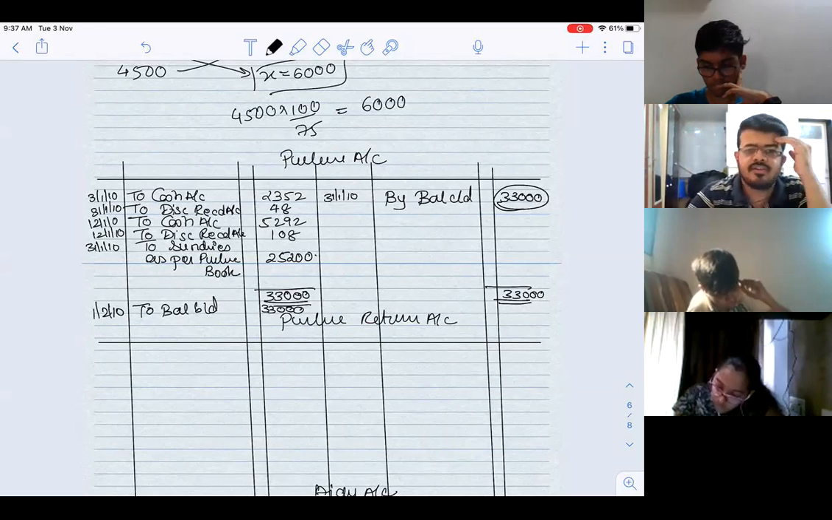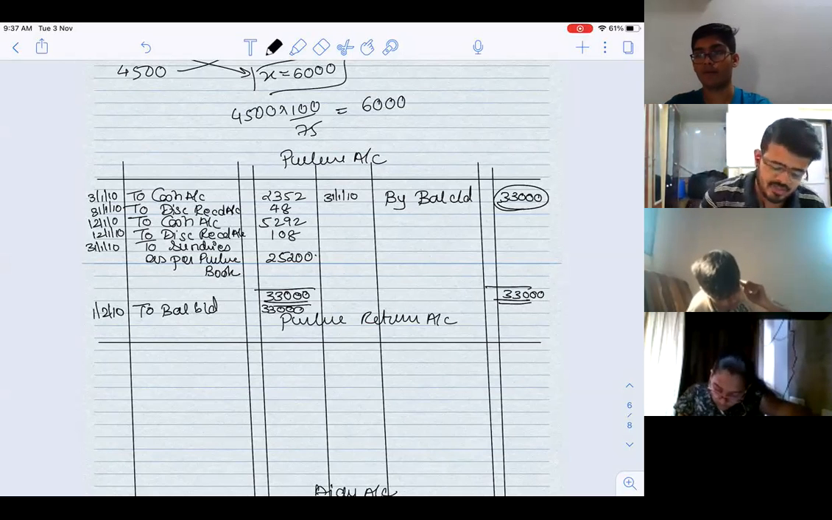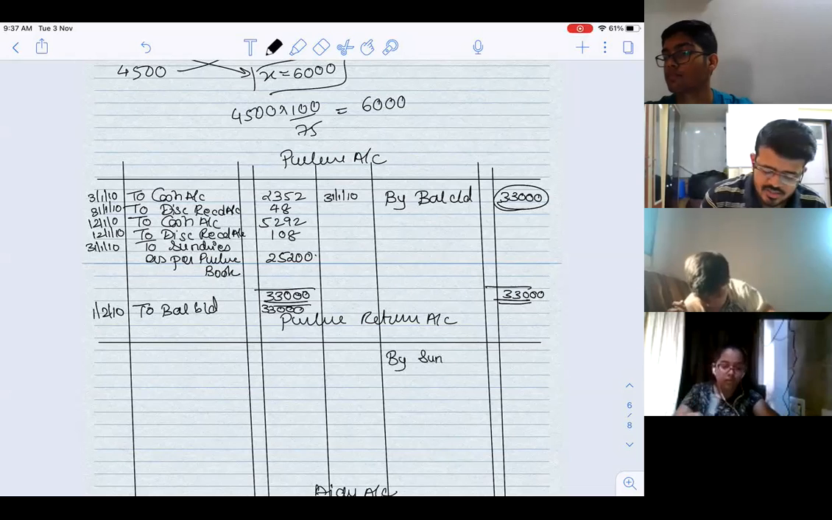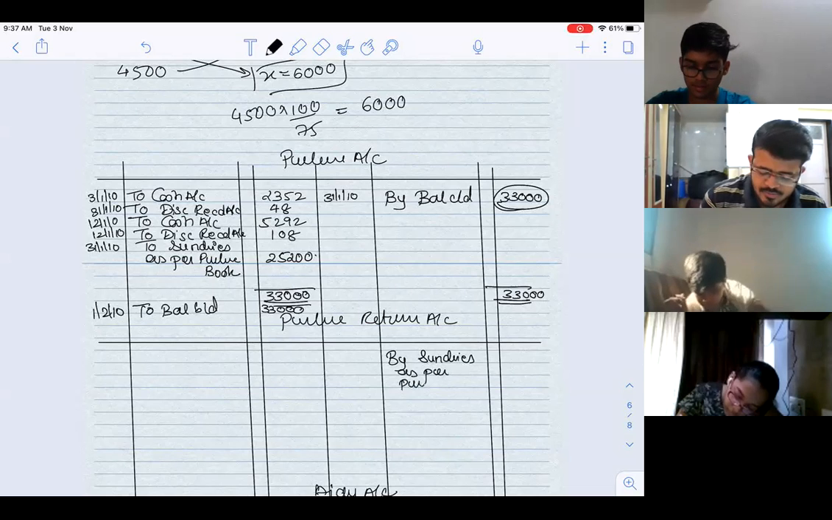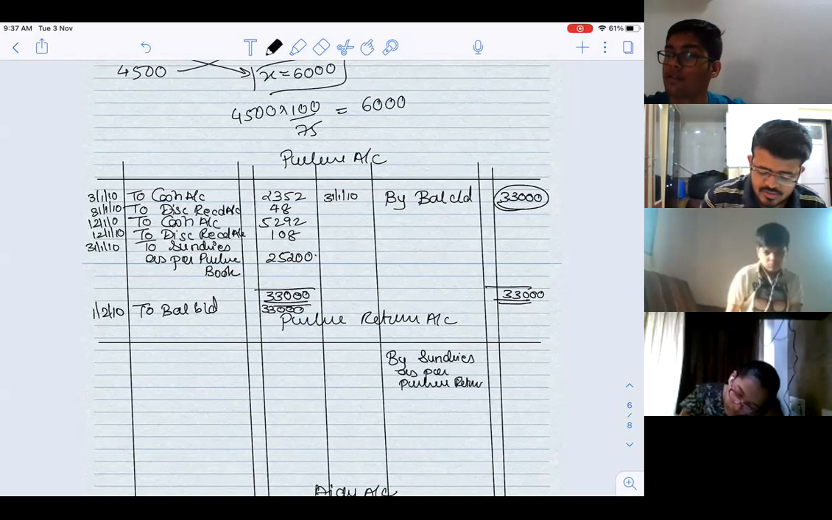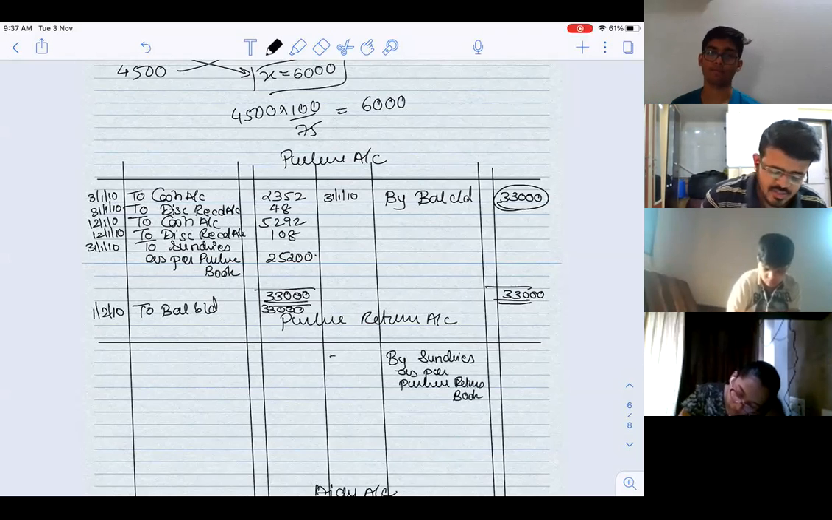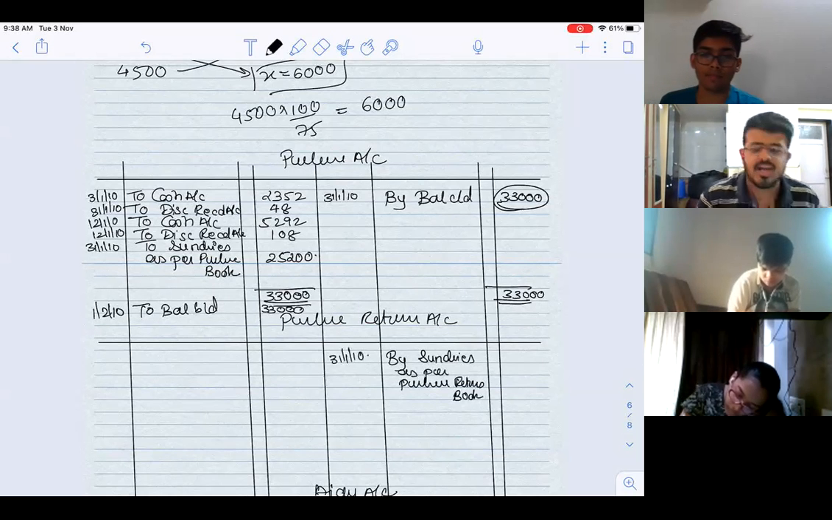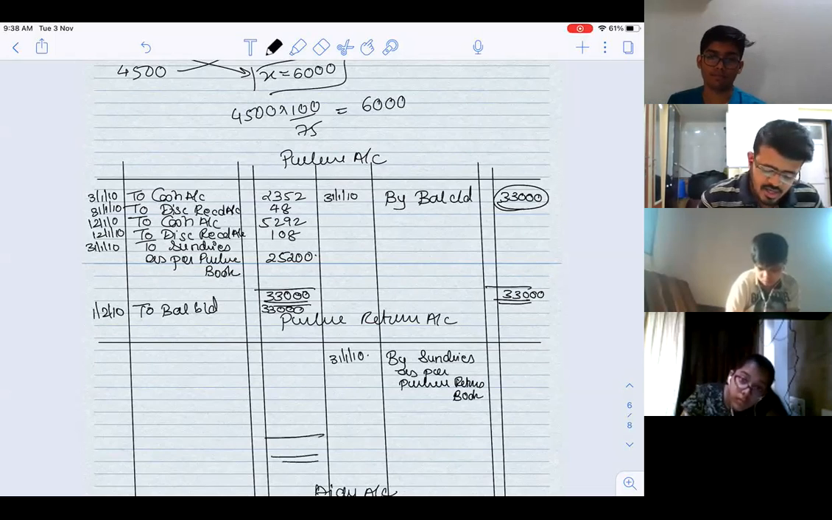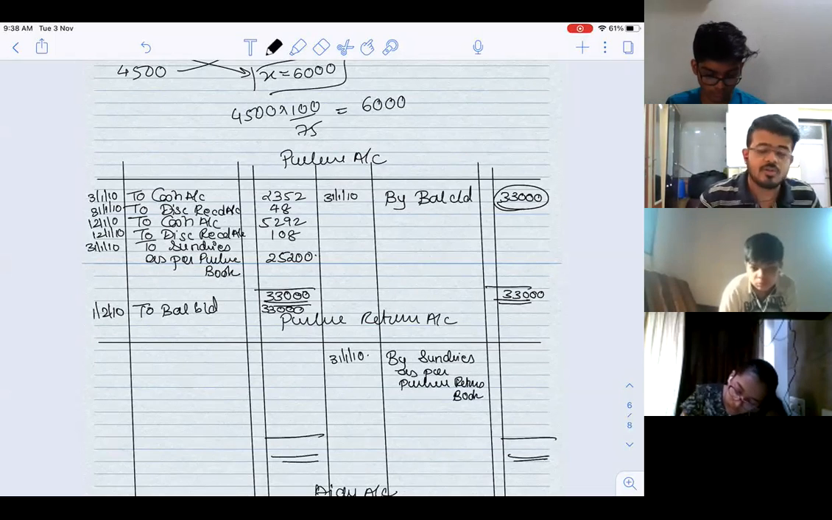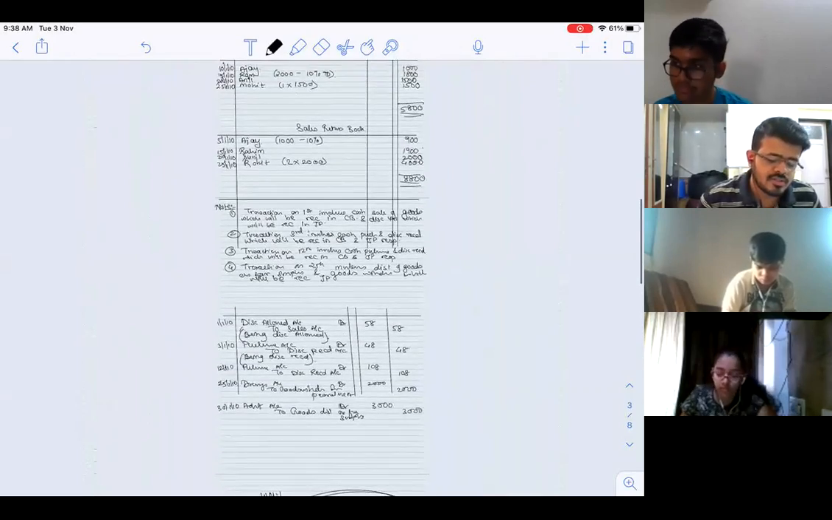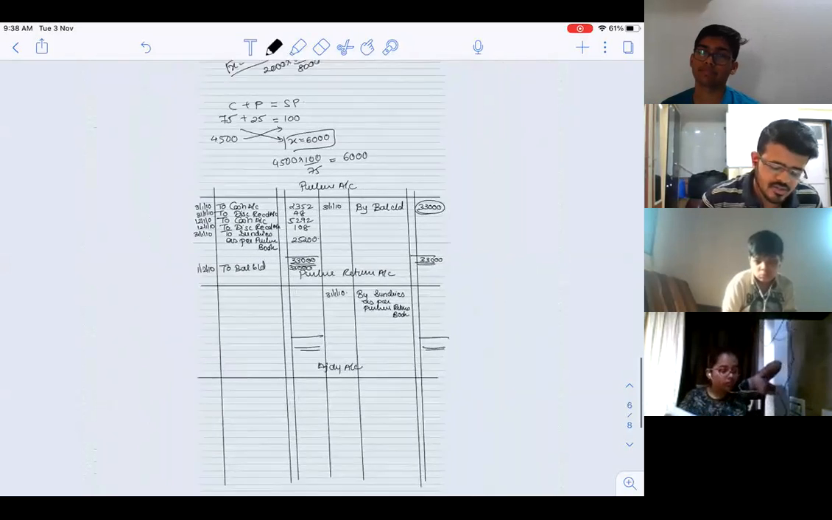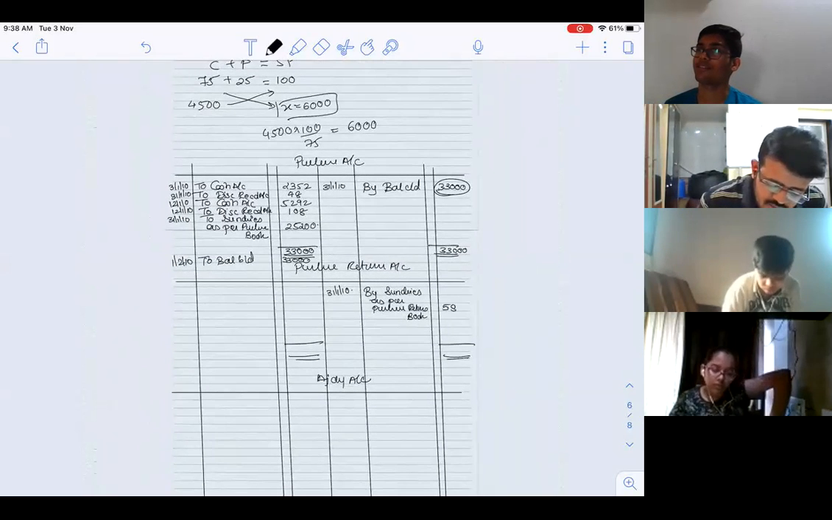What about purchase return? Do you have any cash part in purchase returns? No. So what will you do? Directly the totals. By sundries as per purchase returns book. कौन सा date? Last date of the month. What is the total of purchase return? If you check, the total of purchase returns, I think it is 5,800.